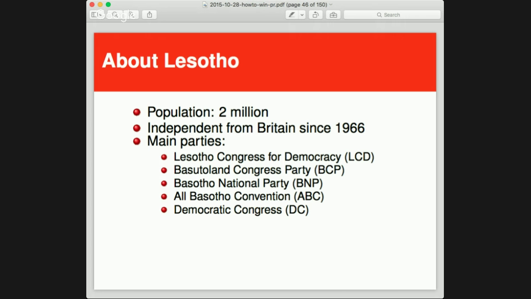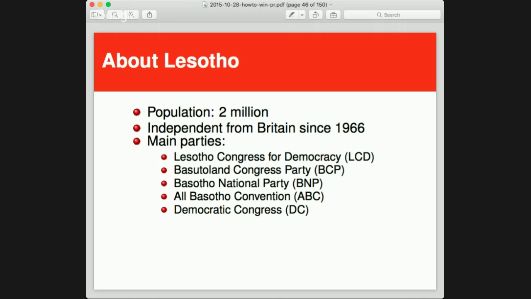They've been independent from Britain since 1966, and there's a whole lot of parties. Really, there's 2 parties, and then one party keeps on splitting. So you're going to see, and I'm not expecting you to remember these, some acronyms. LCD, BCP, BNP. So BNP is the opponent of the BCP. BCP switched off to LCD, and then LCD splintered off into these ones, the All Lesotho Convention and the Democratic Conscience. So you're going to see these in terms of being the parties that win a lot. I'm not expecting you to memorize what the names are. Just be aware that these parties exist. So let's look at some history.